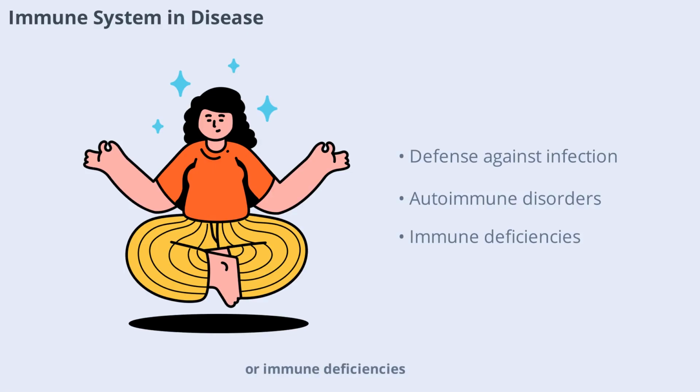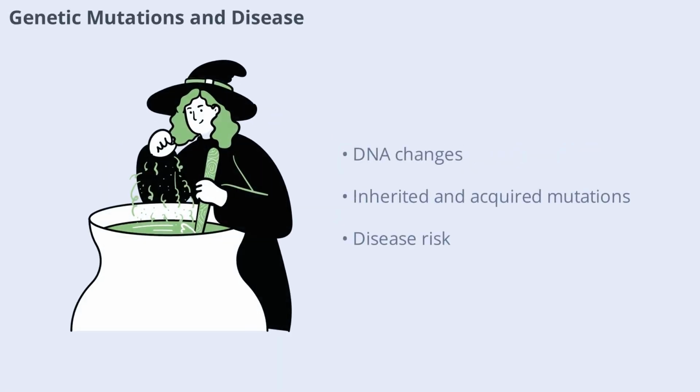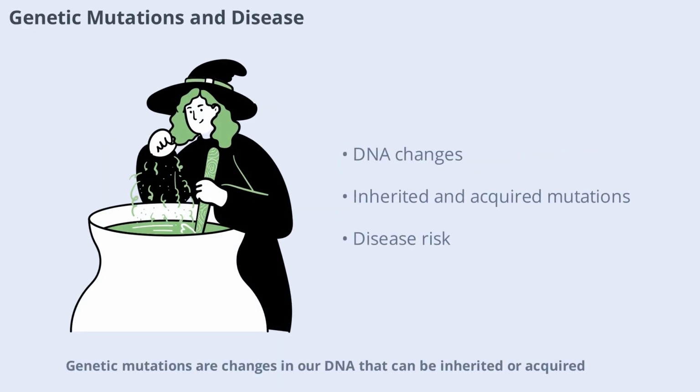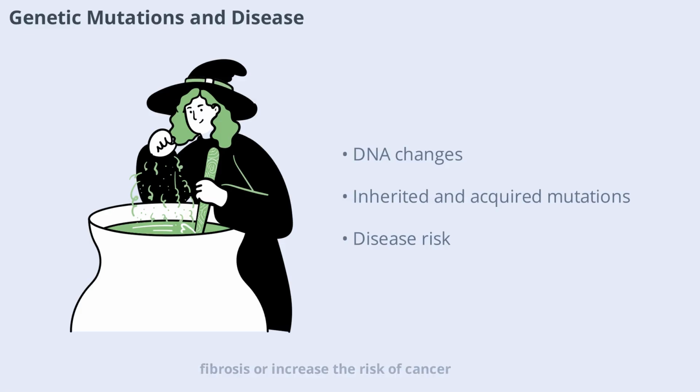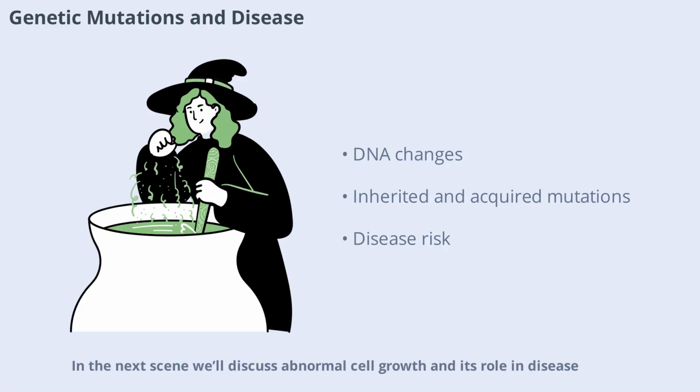Genetic mutations are changes in our DNA that can be inherited or acquired. Some mutations have little effect, while others can disrupt normal cell function and lead to disease. For example, mutations in certain genes can cause cystic fibrosis or increase the risk of cancer. Understanding how genetic changes affect the body helps us identify at-risk individuals and develop targeted therapies. In the next scene, we'll discuss abnormal cell growth and its role in disease.